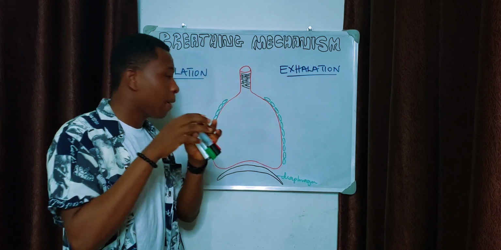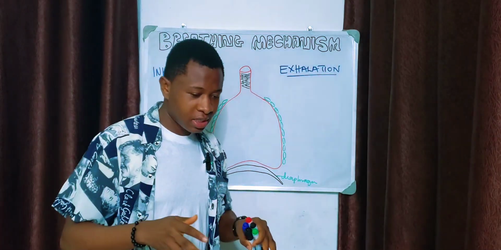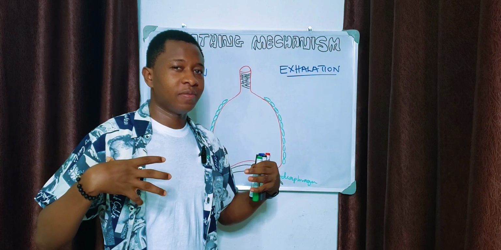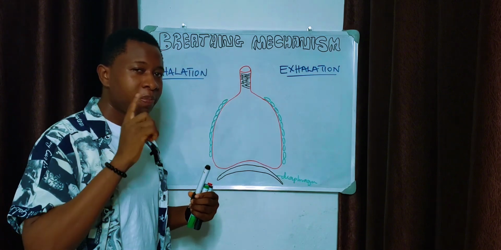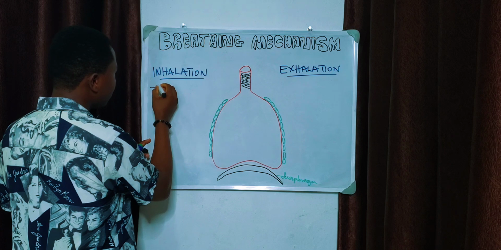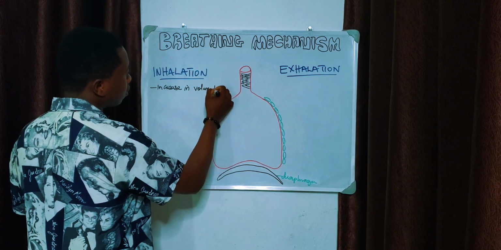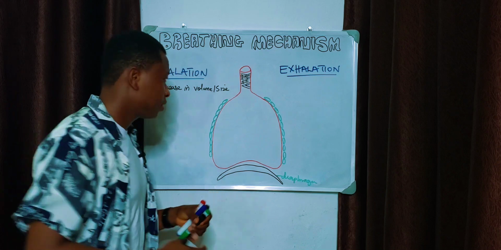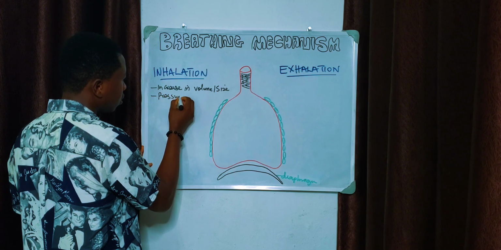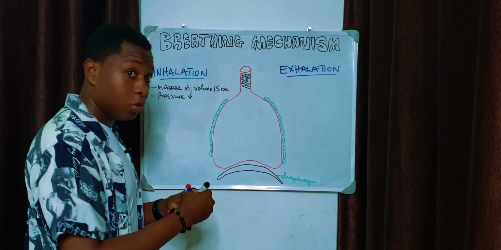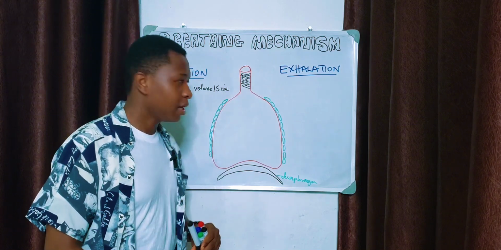Now let's go into the mechanism of breathing proper. Let's start from inhalation. The first thing that happens in inhalation is that the thoracic region increases in size, in volume. When the volume increases, the pressure drops. So the first thing you have is an increase in volume or size of the thoracic cavity. When this happens, the next thing that happens is that the pressure drops or is lowered. You know when the volume of a particular container is increased, the pressure inside reduces. So that's what happens.